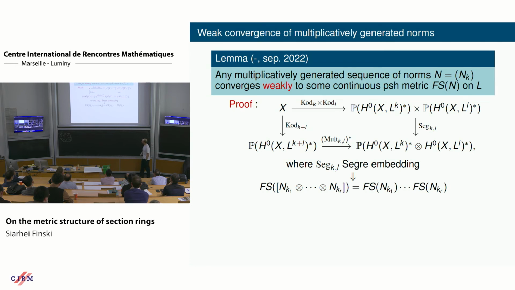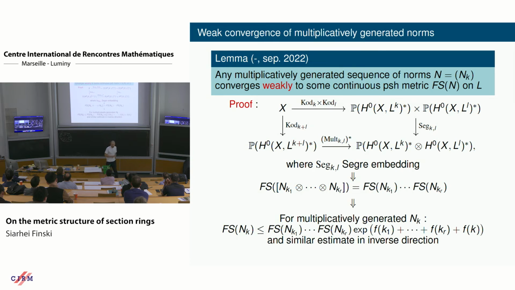If you just use this and use the fact that this diagram is commutative even on the metric level, you will see that the Fubini-Study of the induced metric will be related to the Fubini-Study of the metrics themselves multiplicatively. And so if you use the multiplicatively generated assumption, you will see that the Fubini-Studies will essentially be submultiplicative up to a small error term.